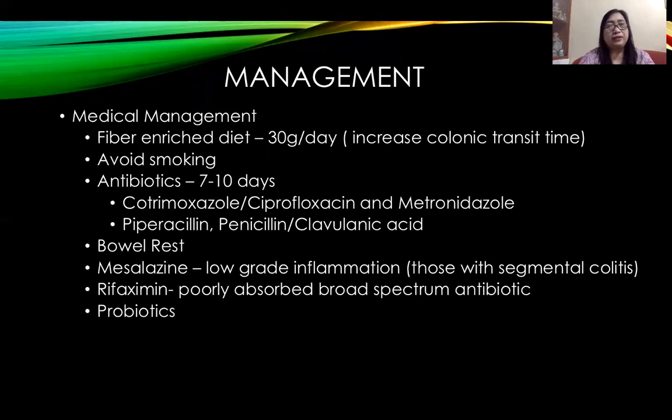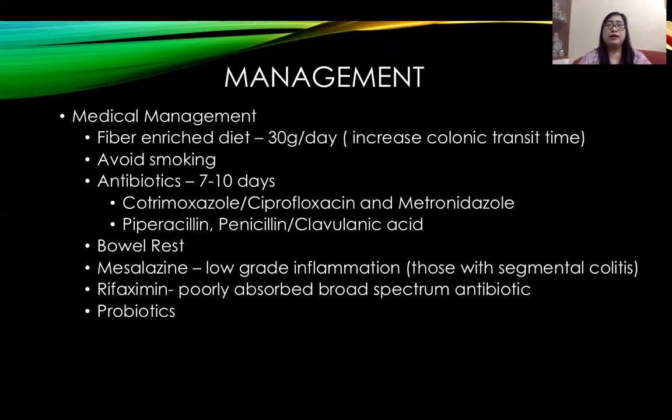By medical management, you give patients a fiber-enriched diet. That means that you have to increase the fiber to 30 grams per day because this will increase your colonic transit time so that the patient will be able to defecate daily, because whenever you constipate and obstipate in an elderly bowel, so when you age, your bowels also age, okay? So your colon becomes more prone to weakness and herniation.